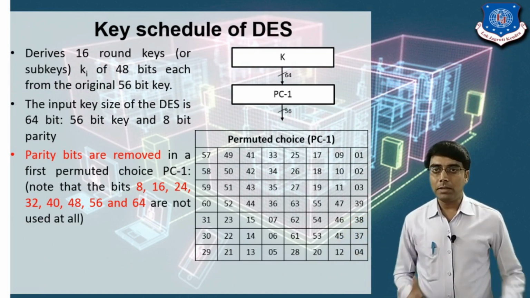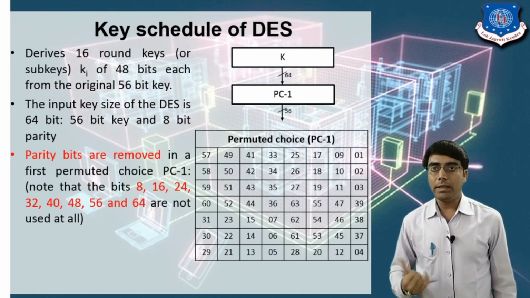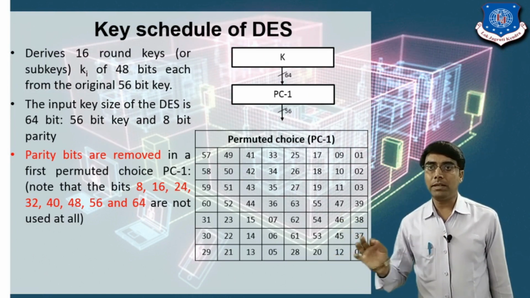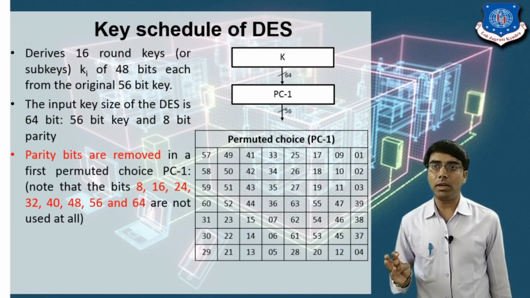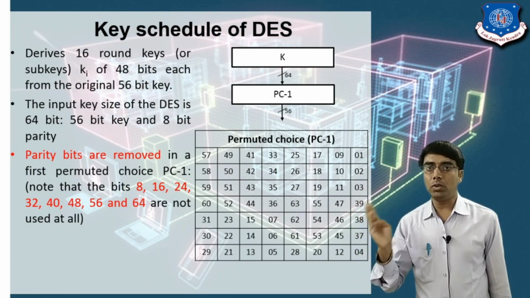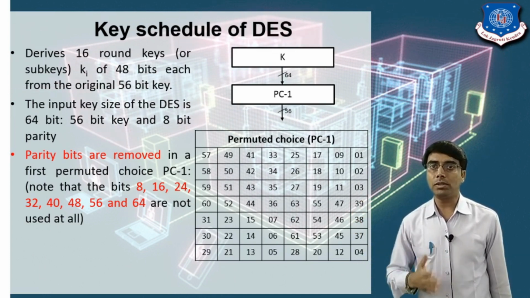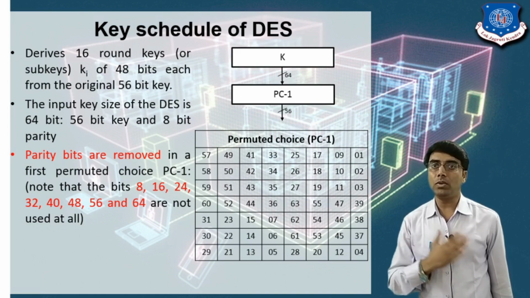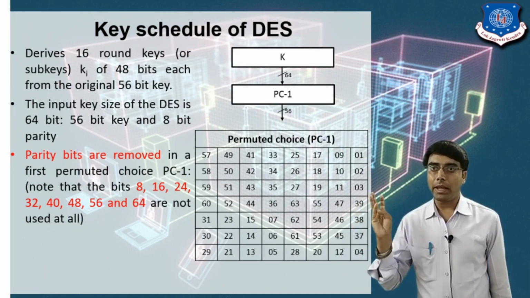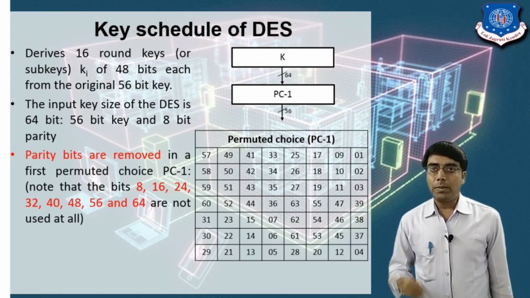Now you can see this table. This table is generated from permuted choice 1, and here we discarded the last bit of each block, because the last bits are 8, 16, 24, 32, 40, 48. That means the first block is 1 to 8, then the next block is 9 to 16, the third block is 17 to 24. So in each and every block the last bit is 8, 16, 24. Now you will remove these, so you will get the 56-bit output.